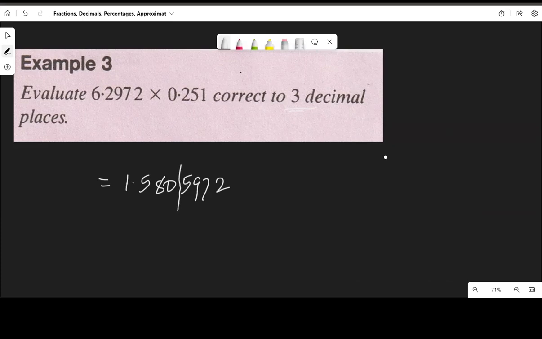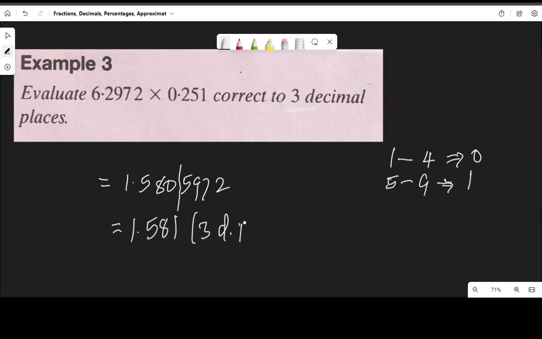Remember, to round off a number to a given number of decimal places, the rule is: any number between 1 and 4, round down to 0. Any number from 5 to 9, round up to 1. So here we have 5 next to the position of 3 decimal places. So we are going to round this 5 to 1, then add that 1 to the next digit, which is 0 in this case. 1 plus 0 is 1. So our answer is 1.581 to 3 decimal places.